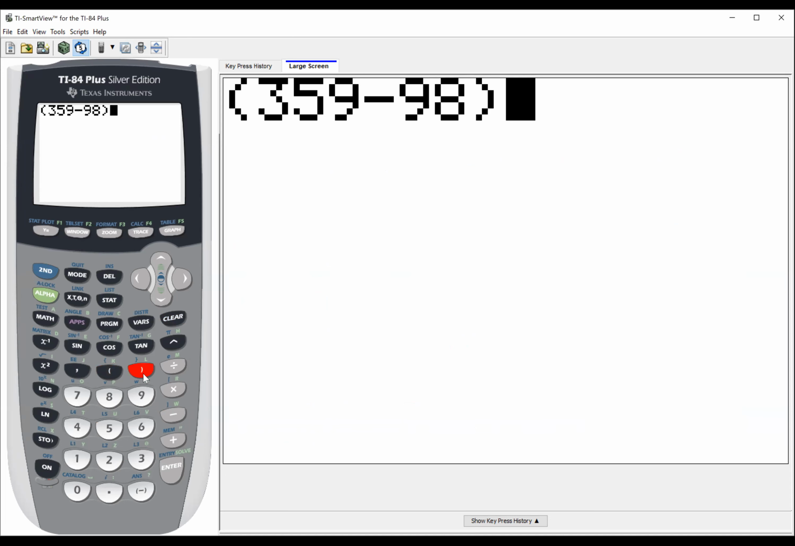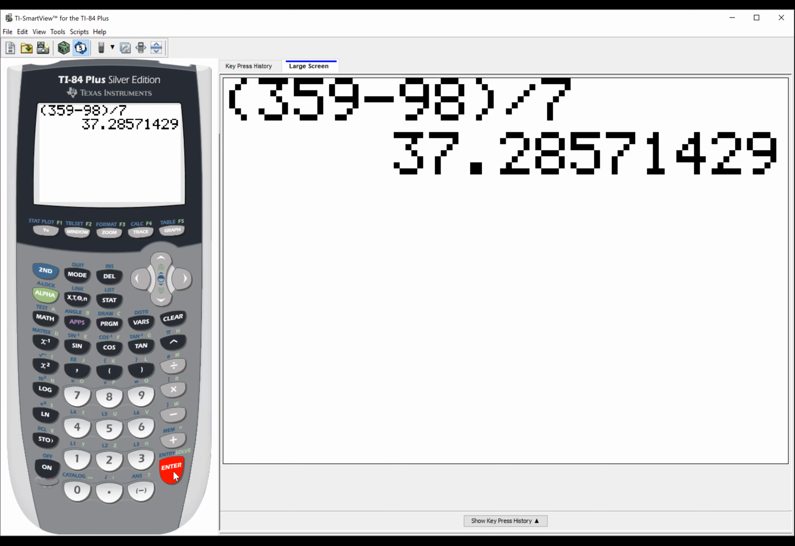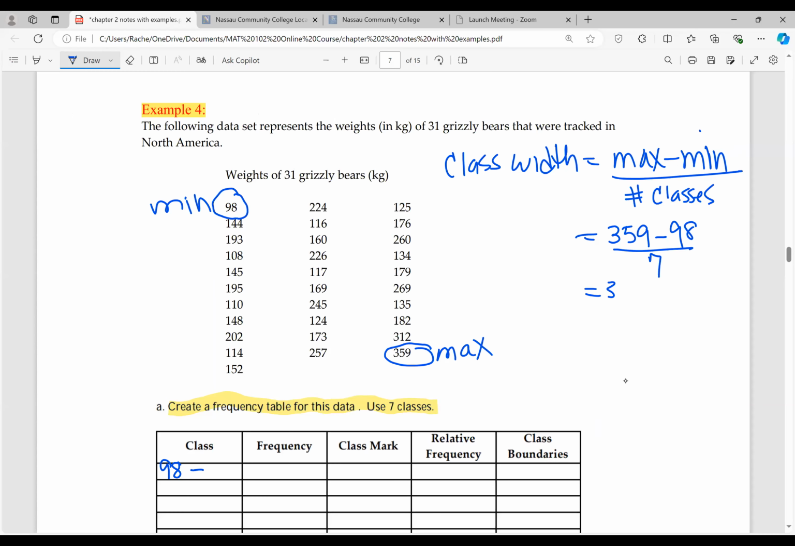Now, it's very important that if you're going to plug this calculation in one step, you have to have parentheses around the numerator due to order of operations. Now, once we take the difference, we divide by 7, and we're going to get about 37.29 if we go 2 decimal places. And the rule is we're going to round up. So 38 is going to be the class width.